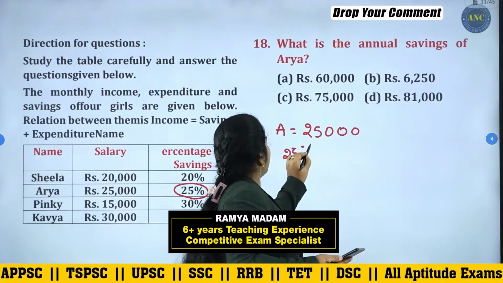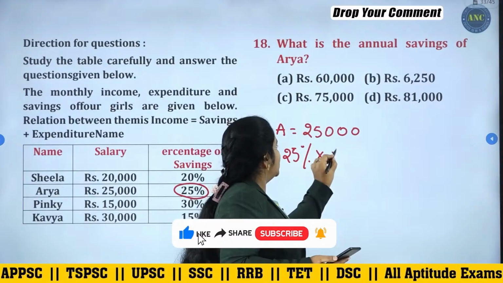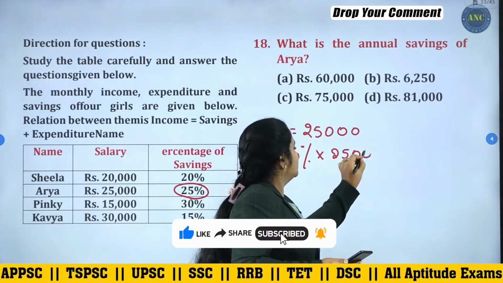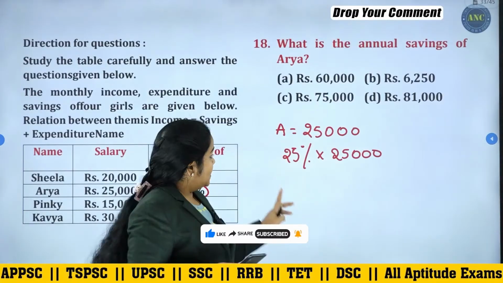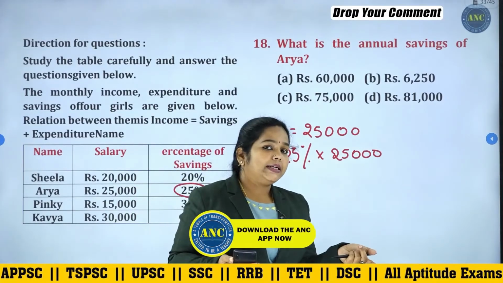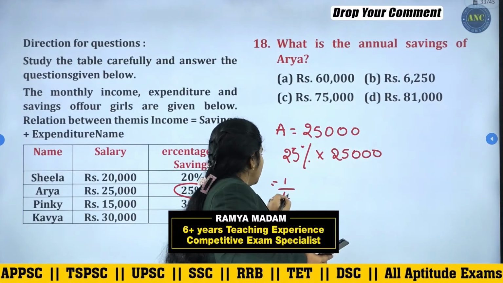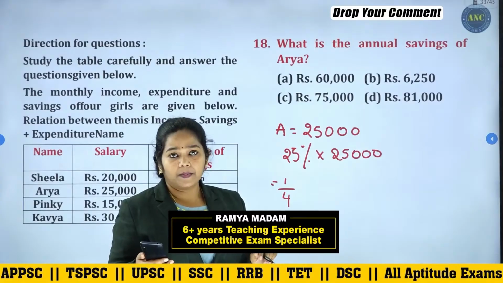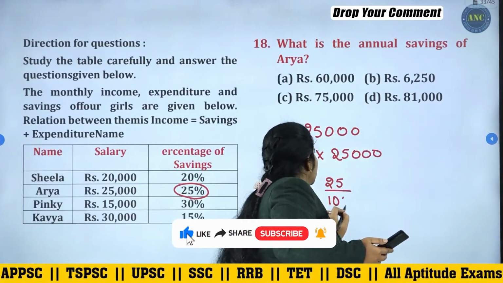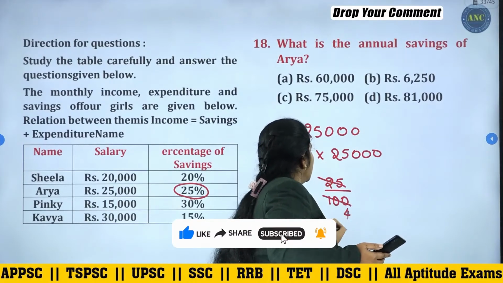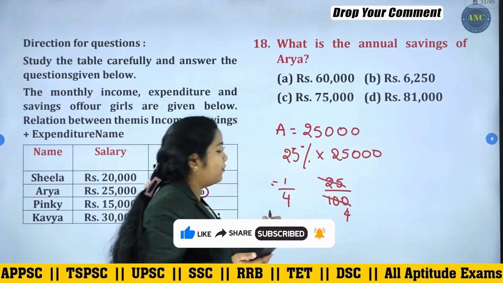25% is the savings of Arya. So what they are asking finally is 25% of 25,000. Yes. 25%, if you write it in fractions, is 1 by 4, or simply 25 by 100. 25 ones are 25, 25 fours are 100. So 25%, if you convert this into fractions, is 1 by 4.